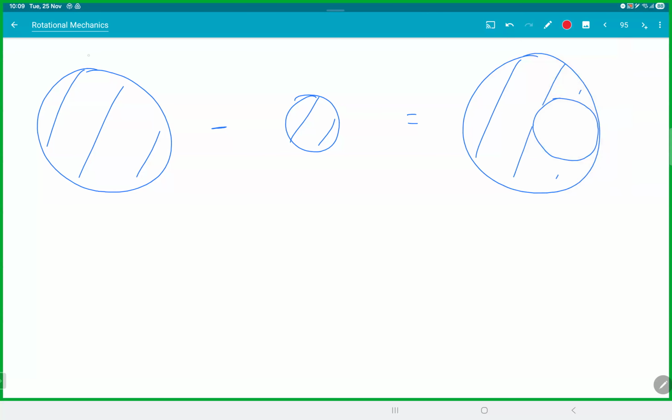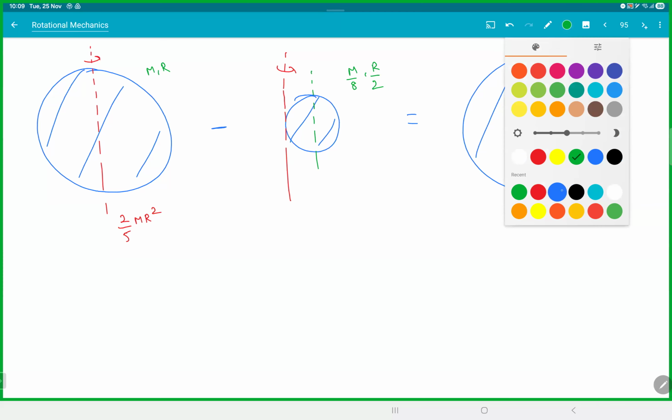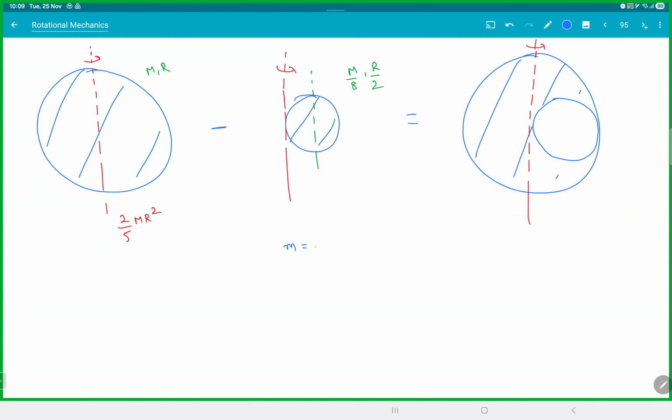Now be careful here. You want to find the moment of inertia about the same axis. We want about this axis, and we want about this axis. You can add them only about the same axis; you can't add about whatever axis you want. So this one will be 2 by 5 MR square. But for this one, remember this mass is M and R; this mass will be M by 8 and radius will be R by 2. In case you're wondering how I got this, mass is nothing but rho into 4 by 3 pi (R by 2) whole cube. So this actually becomes M by 8.